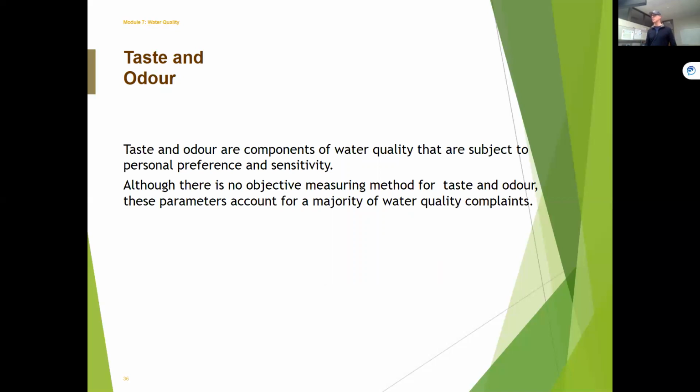There's no objective measuring method for taste and odor. They'll use something called a threshold odor number, or a TON, and that is the mechanism that is used. And again, it's super subjective, because what I'm going to think of a taste and odor is going to be different than my partner, or different than other people I work with. It's always different. Unfortunately, taste and odor is going to be our number one customer complaint, right? Oh, it tastes like this.